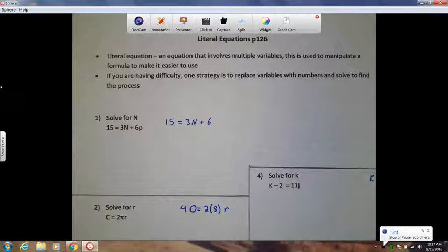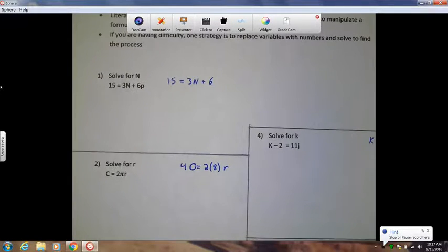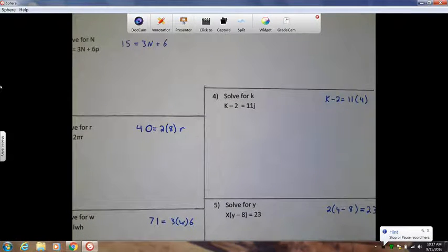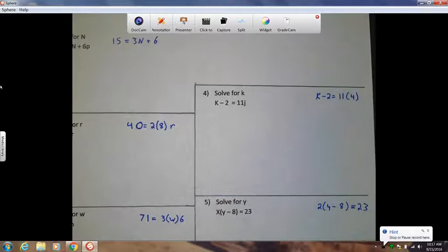And one thing that I recommend if you're having difficulty is to replace the variables with numbers in order to help find the process, because most of these you know how to solve, but the variables are messing you up. So I'm showing you how you can replace these to solve. You might want to pause this and write down what I've written in blue, because in blue I have shown how you can rewrite each of these. And then I'm going to go through and show you how that can be helpful in order to solve.